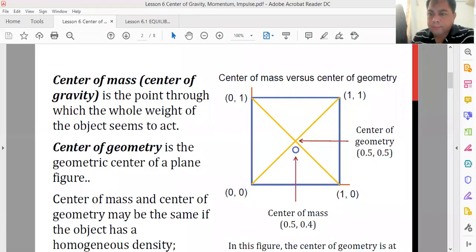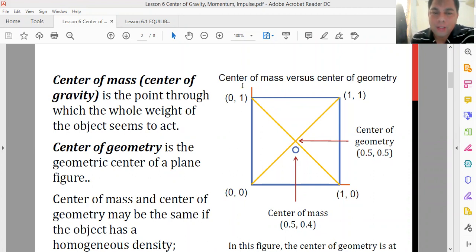So in our lesson last time, we covered this. We call this the center of gravity, and we know that we can find the center of gravity by some process or method.